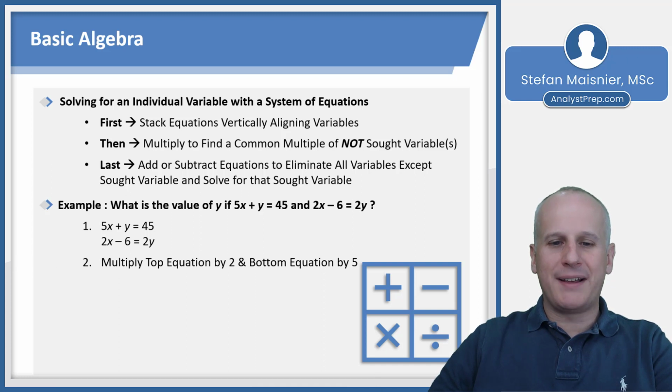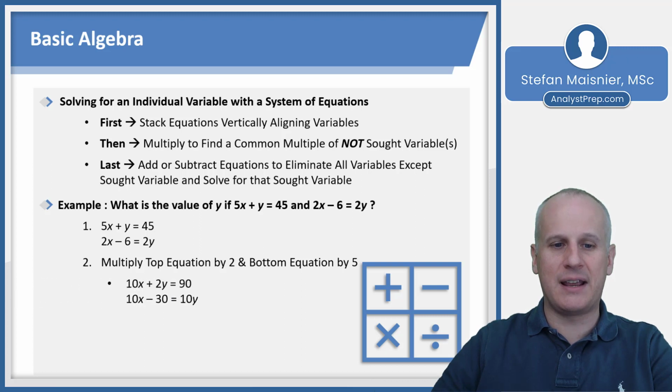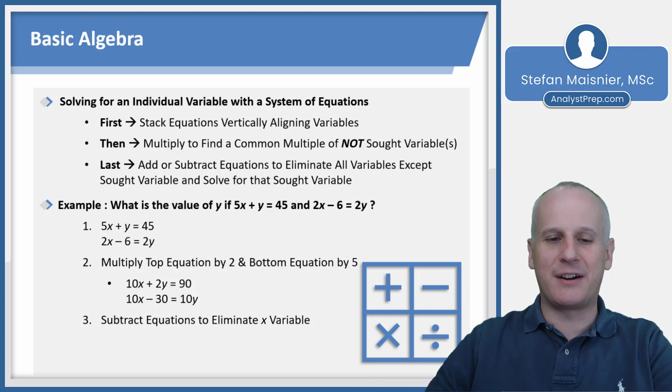Next, we're going to multiply the top equation by 2 and the bottom equation by 5 so that we can have the same coefficient of our x's. Because we're trying to solve for y, we want to eliminate the x's. And we get 10x plus 2y is equal to 90, and 10x minus 30 is equal to 10y. Then we can just subtract the 2 equations from each other. We'll subtract the second one from the first to eliminate the x variable entirely.